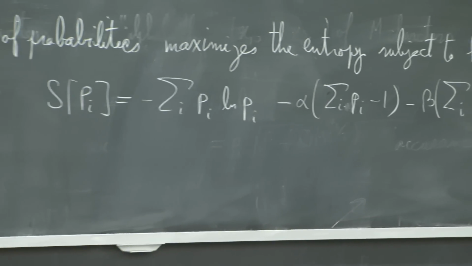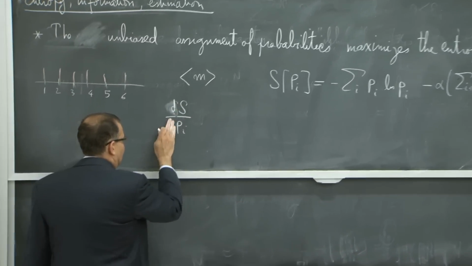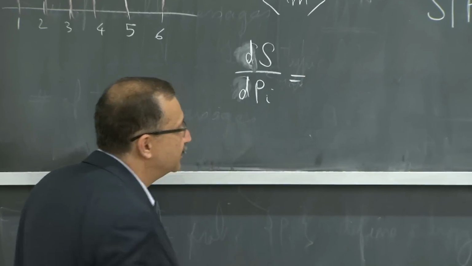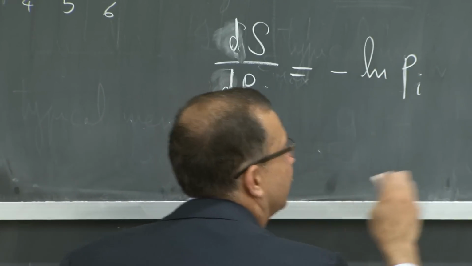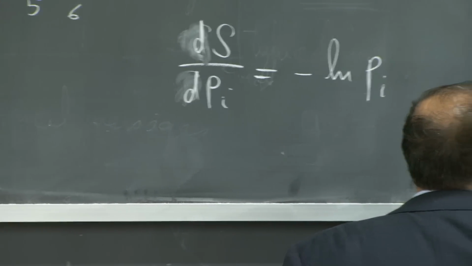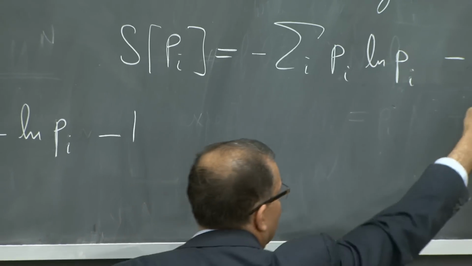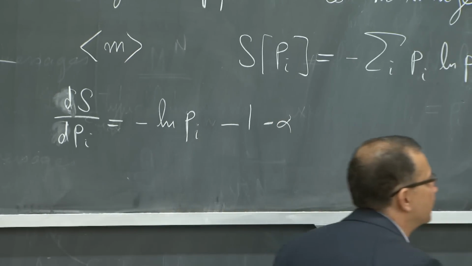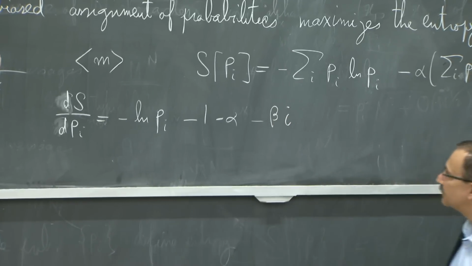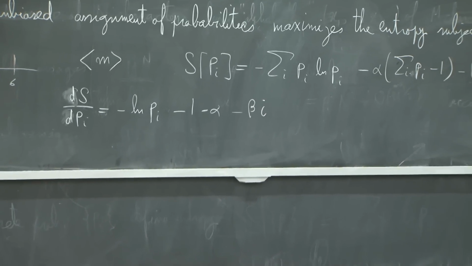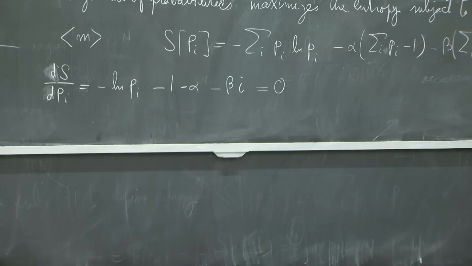then you do dS by dp_i. Why do I do this? dS by dp_i is minus log of p_i from here. The derivative of log p is 1 over p, which will give me minus 1. There is a minus alpha here. And then there is a minus beta times i from here. And extremizing means I have to set this to 0.